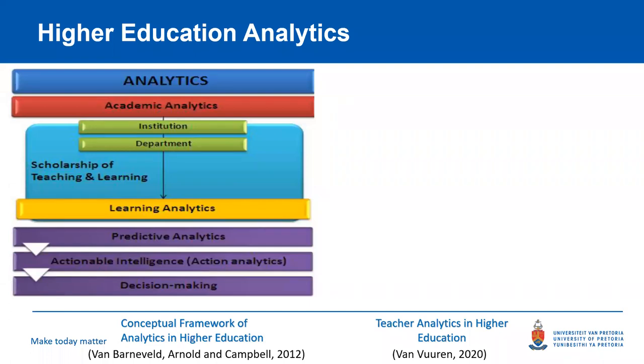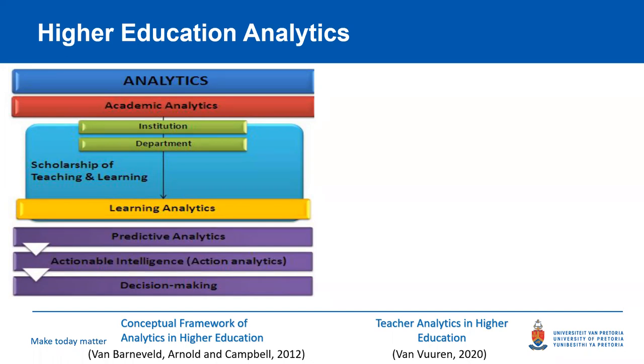One of the very early conceptual frameworks for analytics in higher education was this one from Van Barenfeld, Arnold, and Campbell in 2012. You can see how they've positioned learning analytics within the faculty level, within the academic area, whereas academic analytics at the top is your typical reporting. It's the things that institutional researchers do: reporting internally to faculties in terms of very high level key performance indicators, but also reporting to government, the Council on Higher Education, the Department of Higher Education and Training, and so forth.